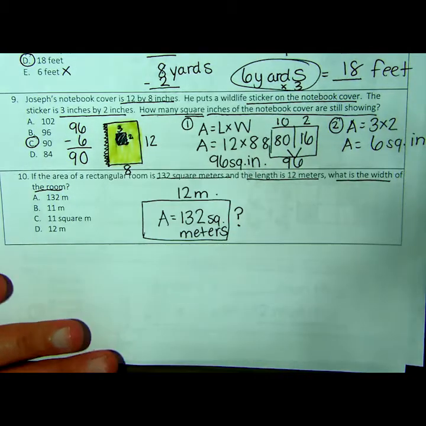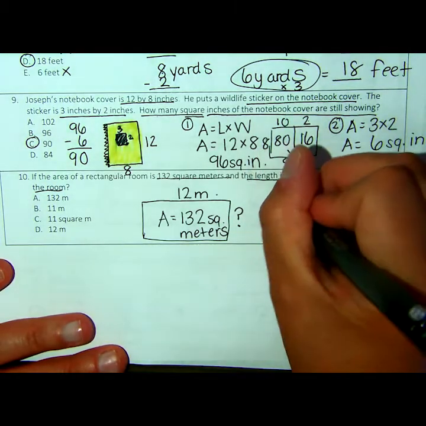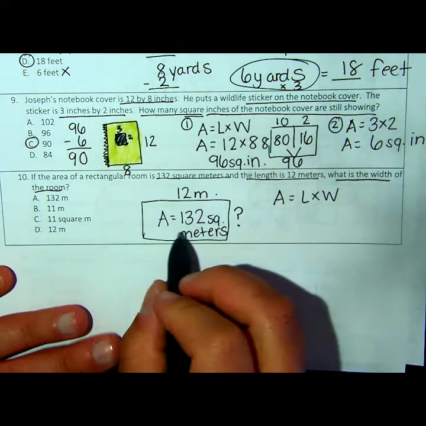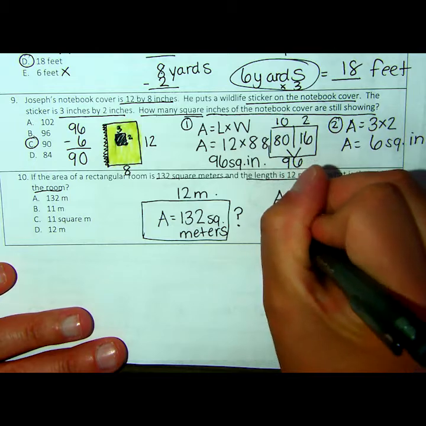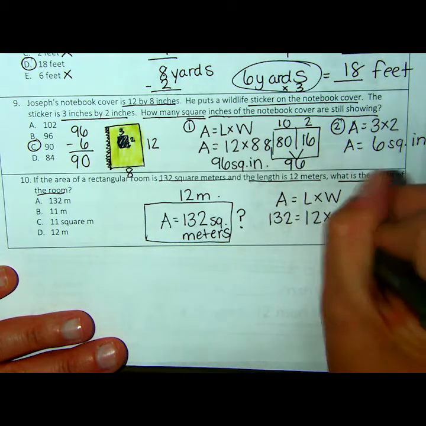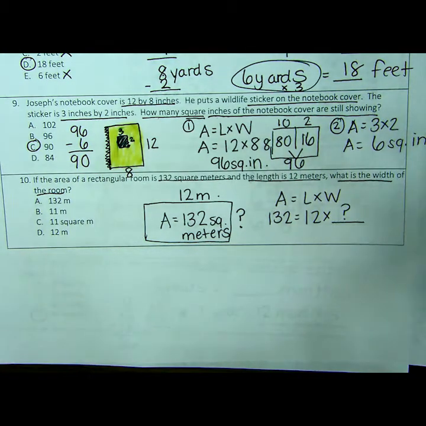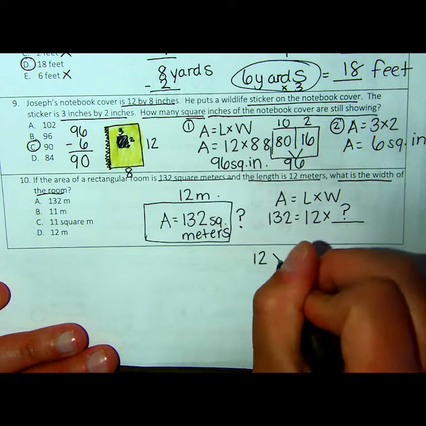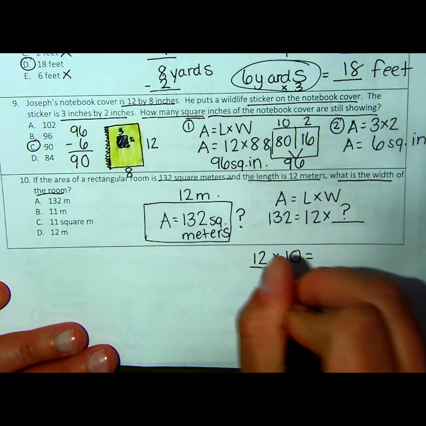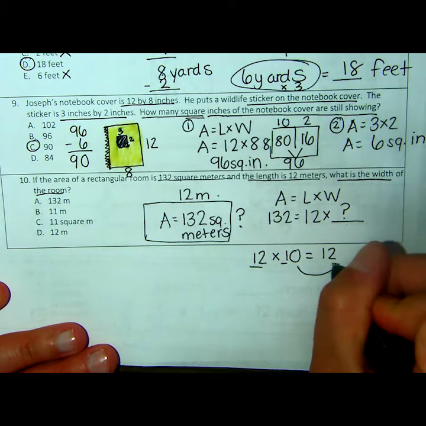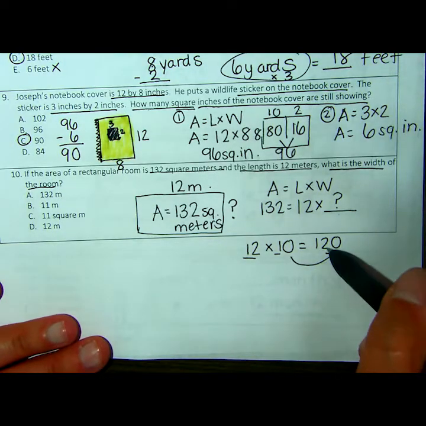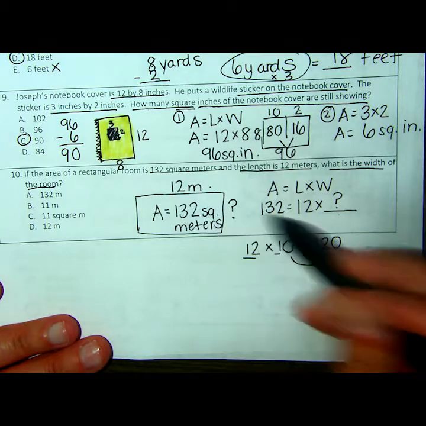So again, area is equal to length times width. I would rewrite that formula. Then I'd plug in what they gave me. 132 is equal to 12 times what? That's what we have to solve for. So now you got to turn on your brain. 12 times what? Well, 12 times 10, that'd be the same as 12 times 1 and bring over the 0. That's 120. So to get from 120 to 132, I would need another group of 12.